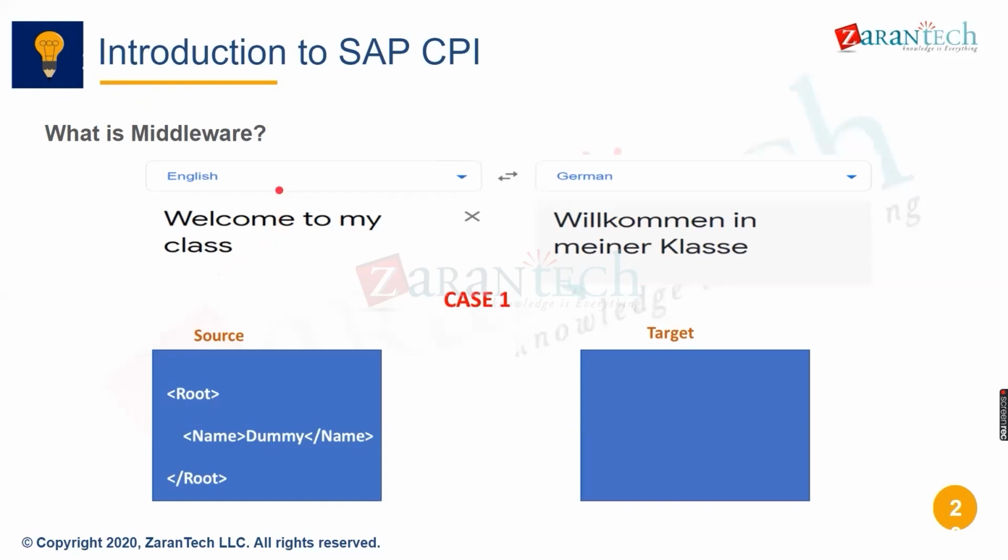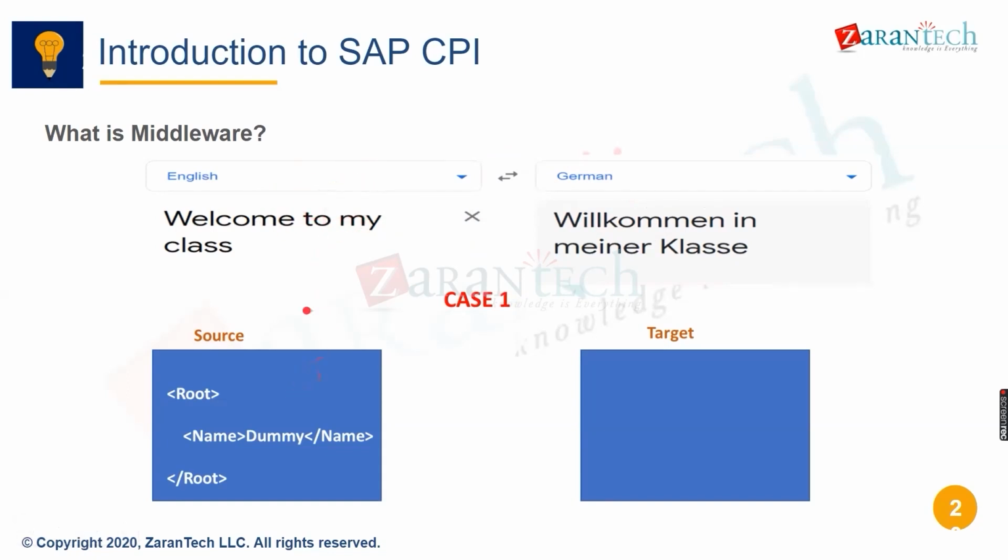Now let's take a simple example. I am a person who knows only English and there is one person who knows only German. Now I want to connect with this German person, but I don't know German. Then what I need to do is ask one middleware or mediator who translates this English language into German, right? Now the third-party person can convert the data from German to English and English to German. Then I am happy, the German person is happy, and the mediator is also happy.